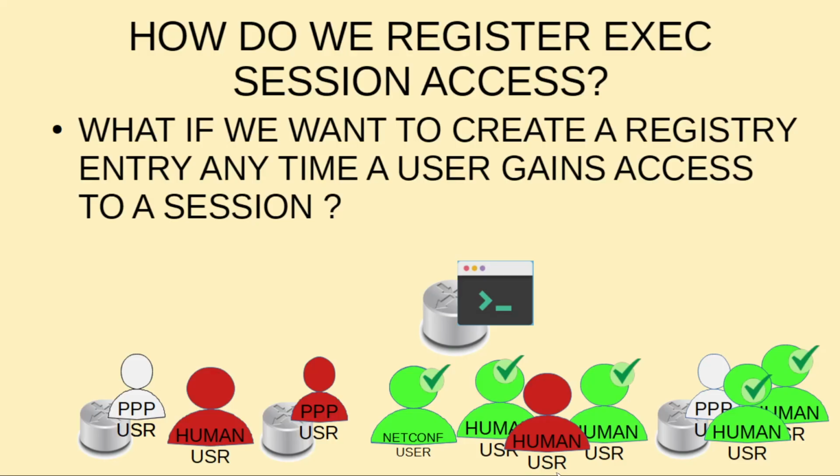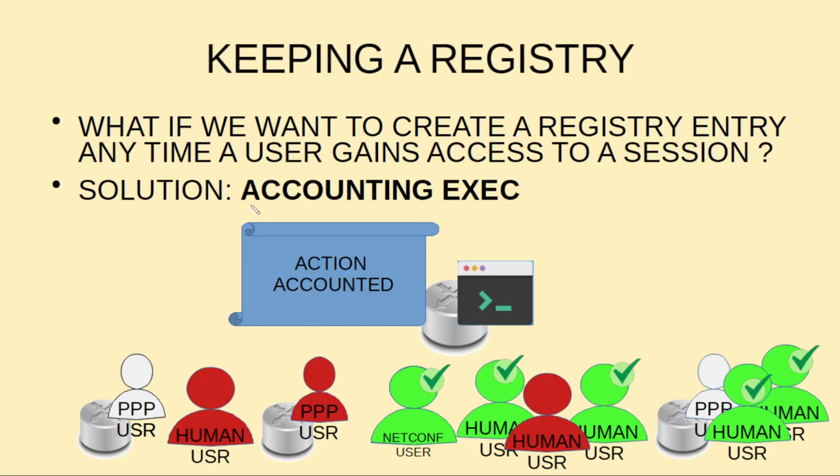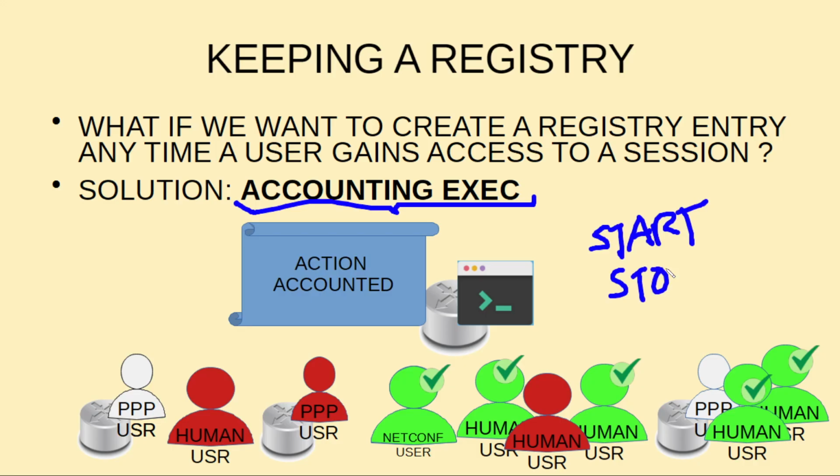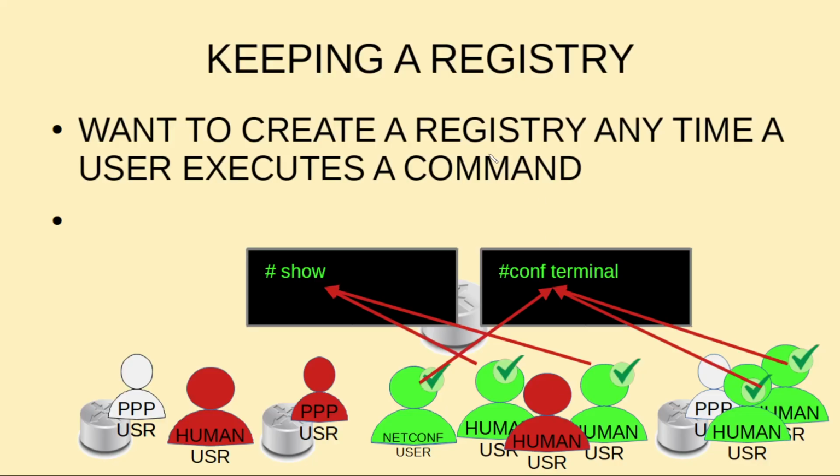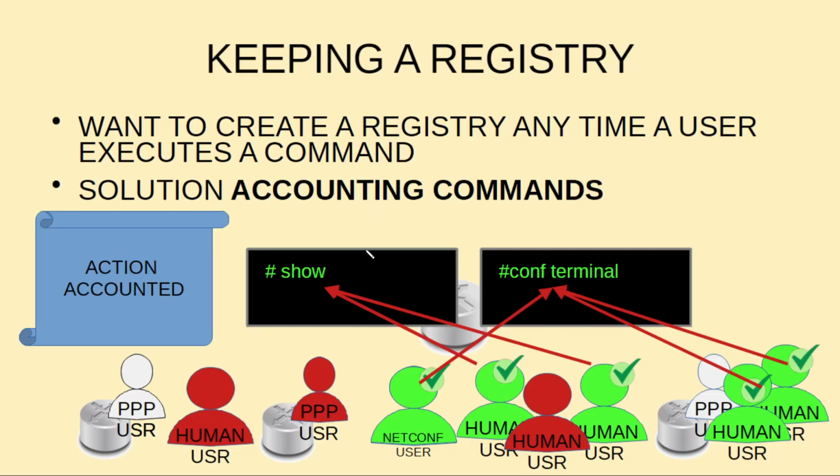What if we wanted to create a registry each time someone starts an exec session? In order to solve that, we are going to use the accounting exec feature. So we may create a registry every time someone starts using an exec session, or when someone stops using an exec session, or maybe we want to create both registries. In the same manner, we may want to create a registry each time a user executes a command. And in order to do so, we are going to use the accounting command feature.